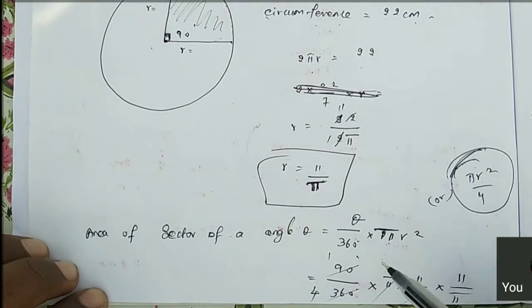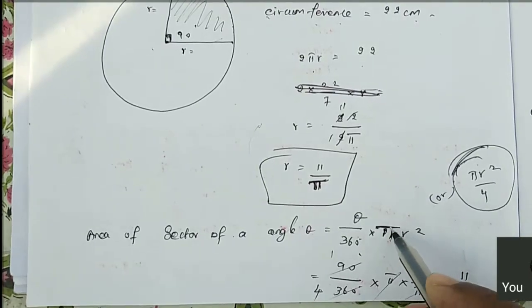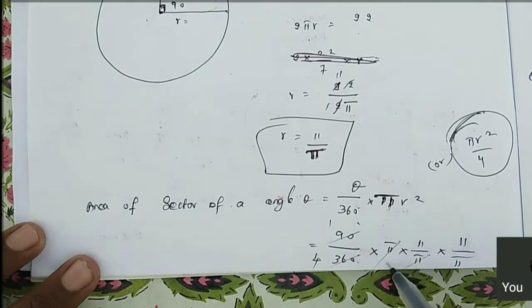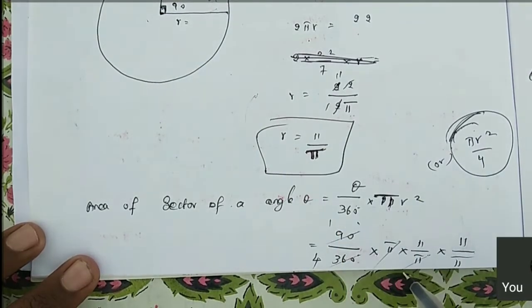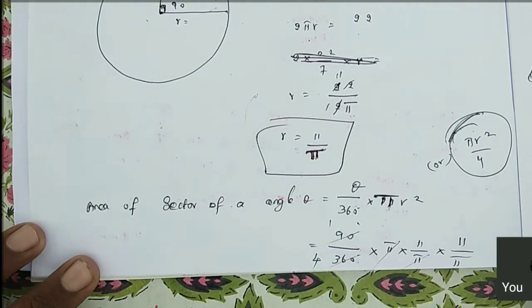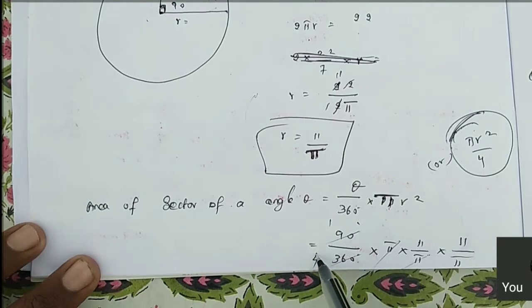We are learning the segment formula here, so we can use the segment formula: theta by 360 into pi r squared. Theta value here is 90. 90 by 360 into pi into the r value, 11 by pi. That is r squared. Clear? Then 1 90s are 90, 4 90s are 360. Clear?